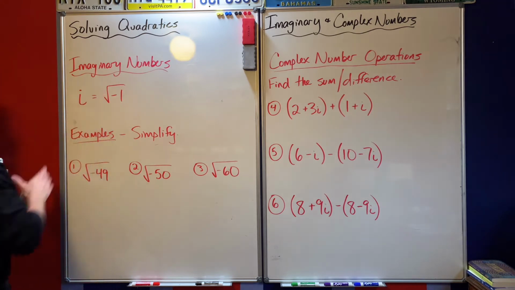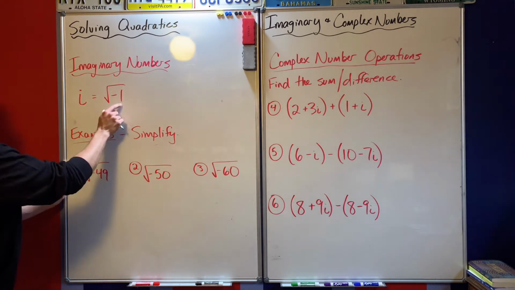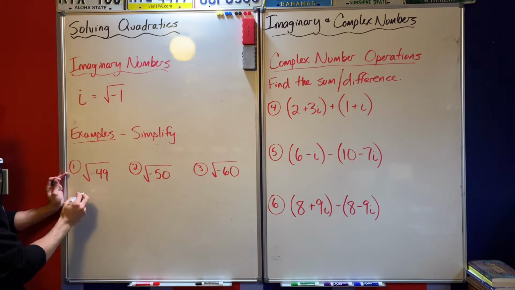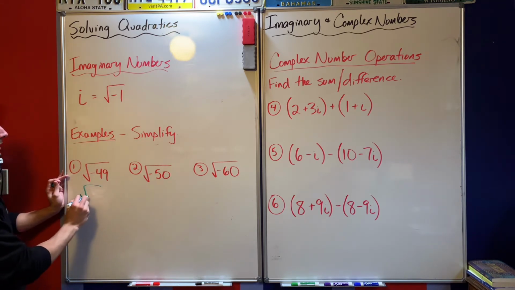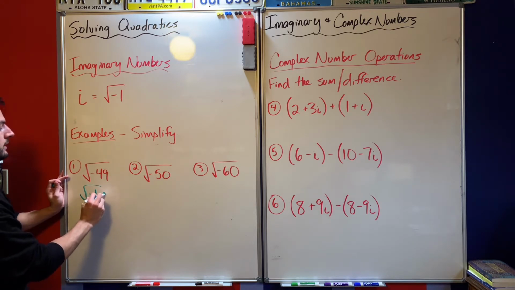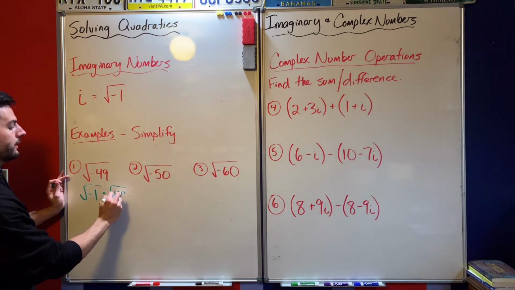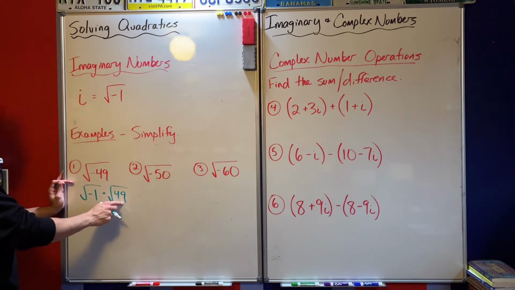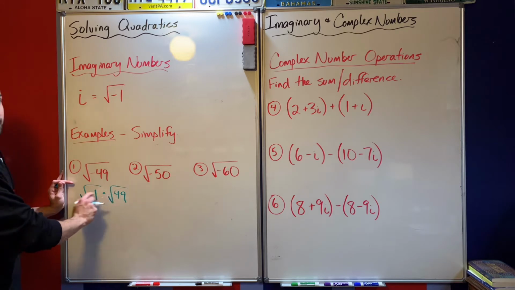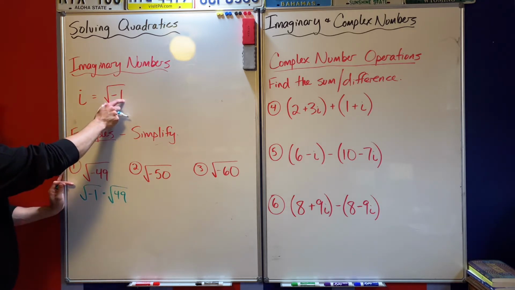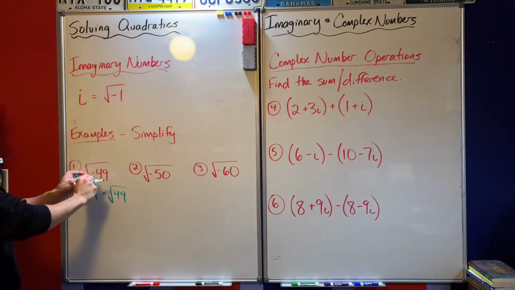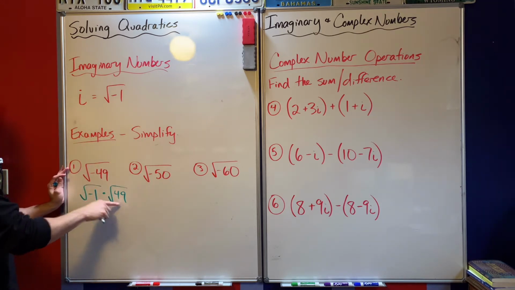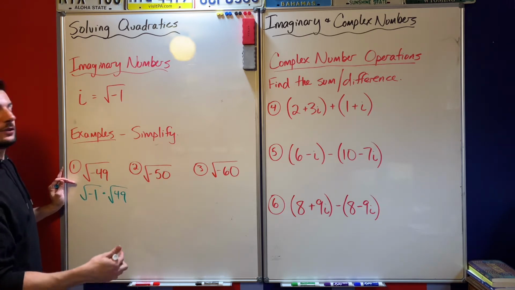So what do I do here by bringing in i? Well, I separate this, because the important part here is the negative 1. That's what i is equal to. So I want to rewrite this as the square root of negative 1 times the square root of 49. That's equal to this because negative 49 is negative 1 times positive 49, and I can separate this out. I can separate the negative from the number, and that will allow me to reduce it and simplify.